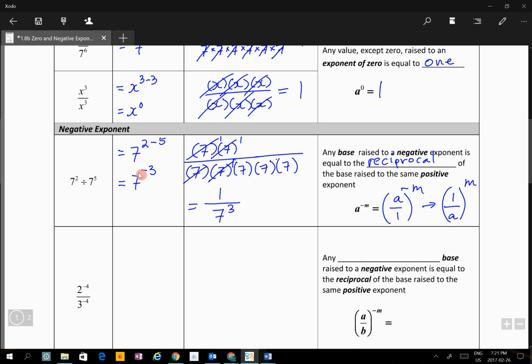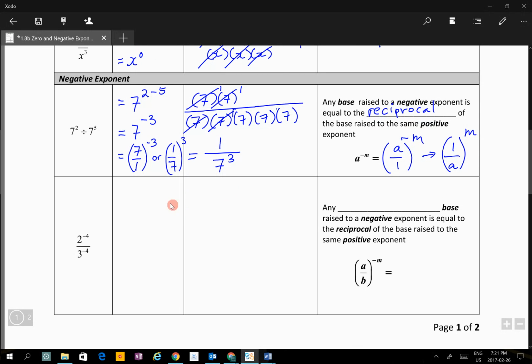So same idea here. If I wrote 7 to the power of negative 3 as a base, as a fraction, so 7 over 1. And then when I make it a fraction, put some brackets around it, to the power of negative 3. So this is no different than saying 7 to the power of negative 3. Just 7 over 1 is the same thing as 7. But what this allows me to do is to take the reciprocal, so I can flip the top and the bottom. So this can become 1 over 7. That's my reciprocal. And I can change the exponent to a positive 3. Okay. Look at the next one.